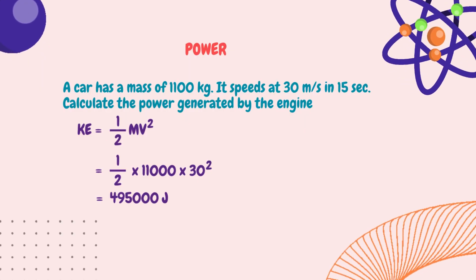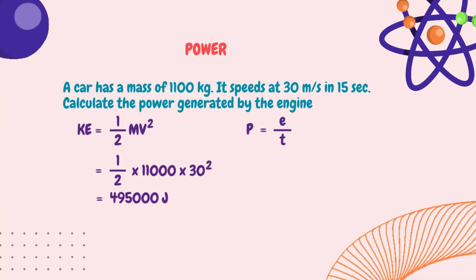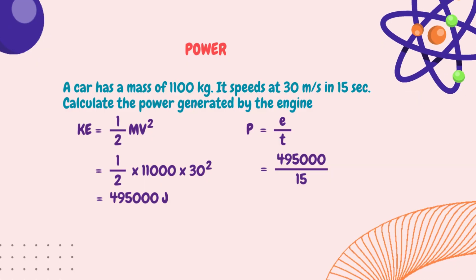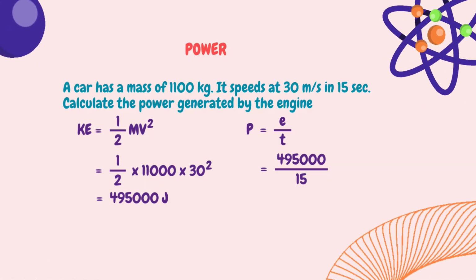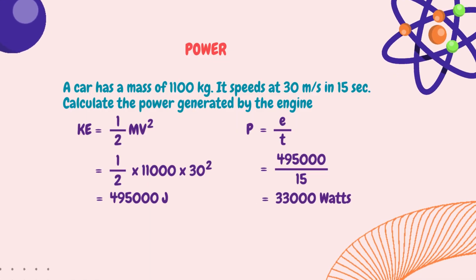Now we can find the power generated by the engine. Power is equal to energy over time. Energy is the kinetic energy, which is found to be 495,000 joules, and time is 15 seconds. This gives 33,000 watts as the power generated by the engine.